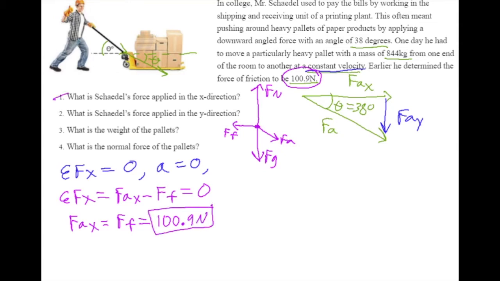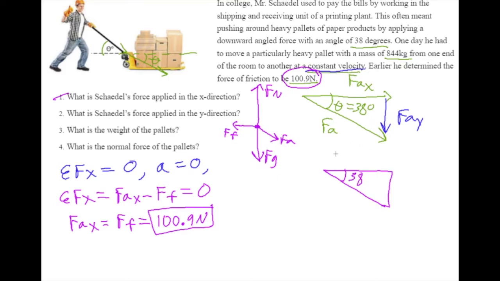All right, let's go ahead and look at number 2. Number 2 says, what is Shadell's force applied in the y direction? This one is a little difficult because there's a different way to solve for this that we haven't done before. If we take our triangle and bring it down here really quick, we're going to notice that this angle is 38 degrees, just like we had above.